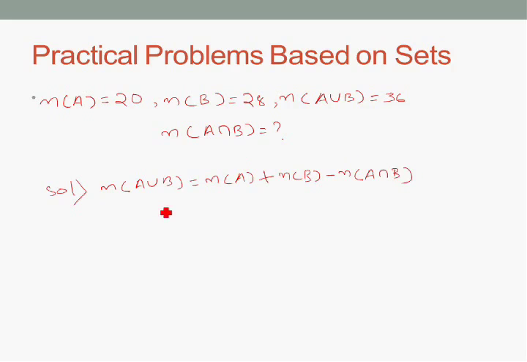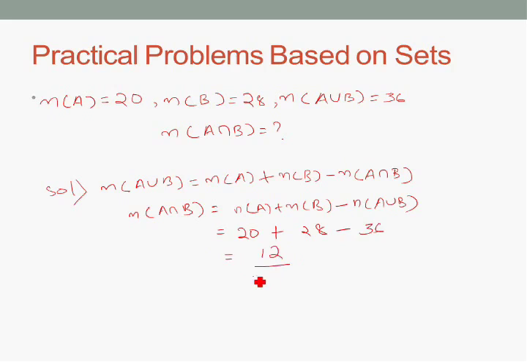We have n of A intersection B equals n of A plus n of B minus n of A union B. If we substitute the values in this equation, we have n of A intersection B equals 20 plus 28 minus 36, which is equal to 12.